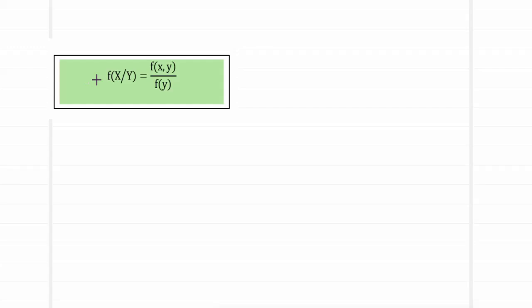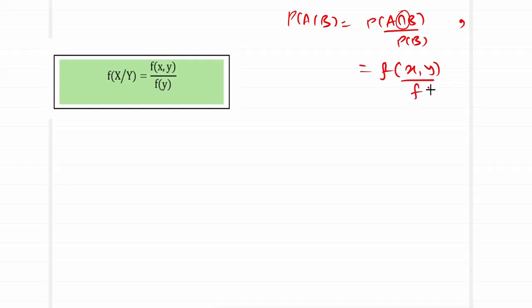Now moving on to the third question, we have it as the conditional probability of x given y. We know that the conditional probability of A given B is defined by the formula probability of A intersection B divided by probability of B. And when it comes to a two-dimensional random variable, intersection is now replaced by the symbol called comma. So it becomes f of x comma y divided by f of y. That's how we arrive at this formula.